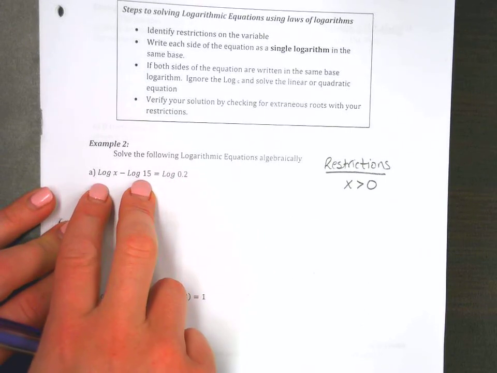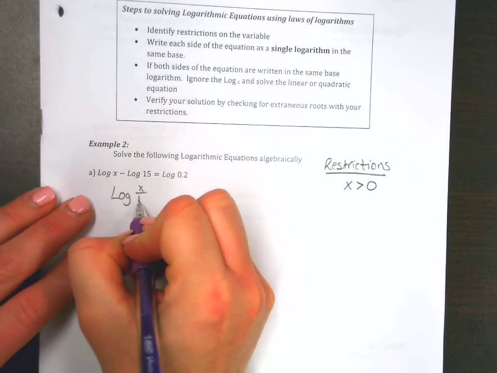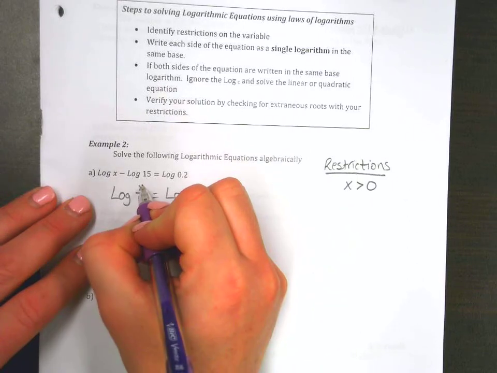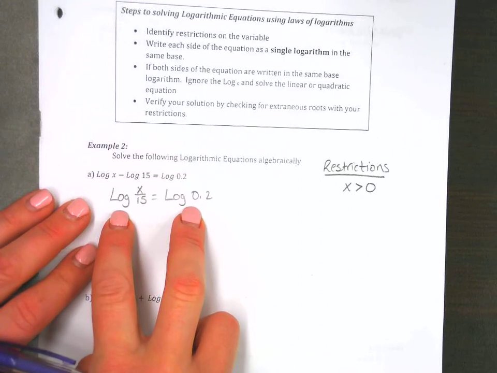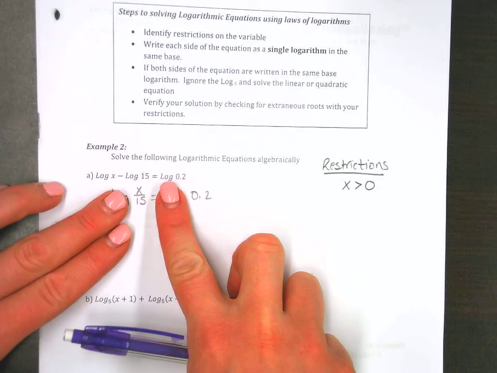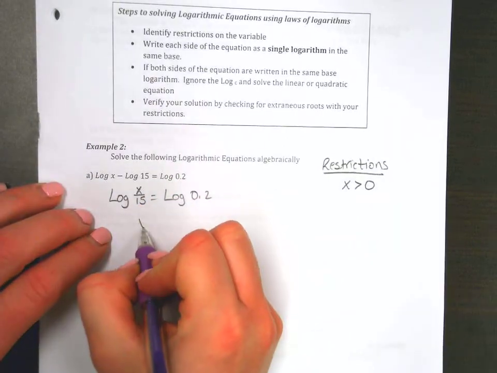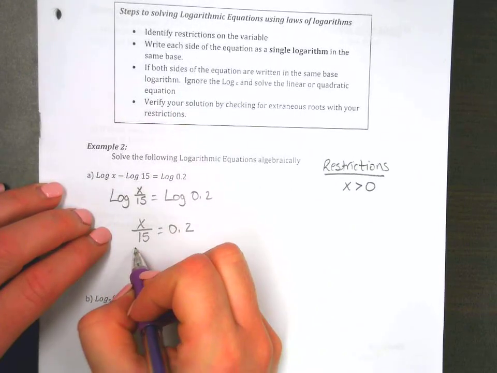Okay, so now that these both are written in a log base 10, I can completely ignore my logarithms just like we did with exponential equations and just solve the equation. So x over 15 equals 0.2, cross multiply, x equals 3. I'm going to compare my solution with my restriction. Is 3 greater than 0? Yes, it is. So this would be my solution.